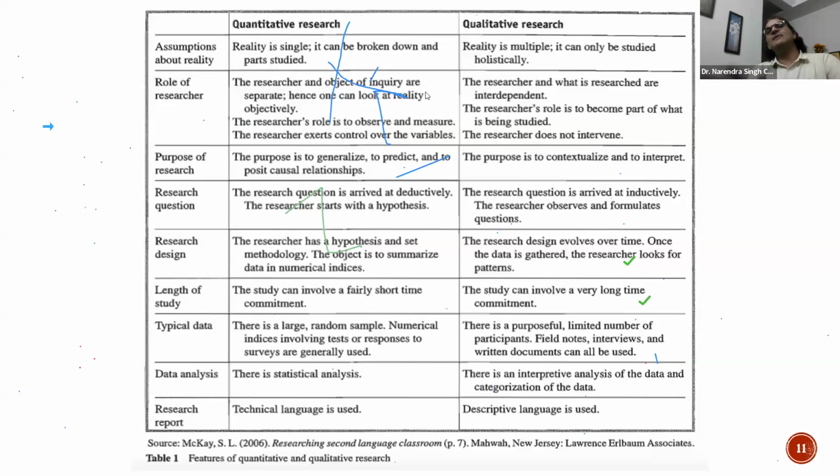So this is an interpretative analysis of the data, and categorization and descriptive language are used. Largely, qualitative research is exploratory in nature. But when I talk about quantitative, it is largely descriptive, and then there is the mix of both, right? Now moving ahead.